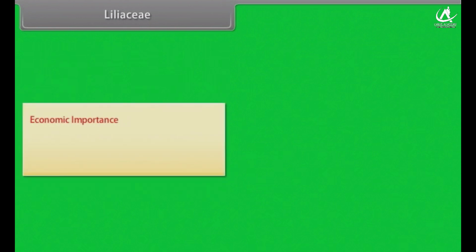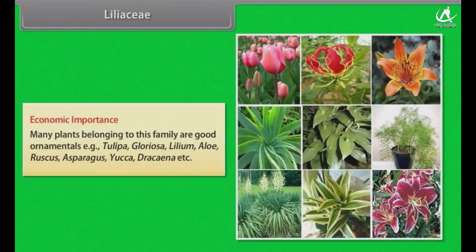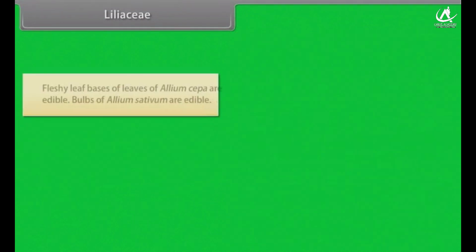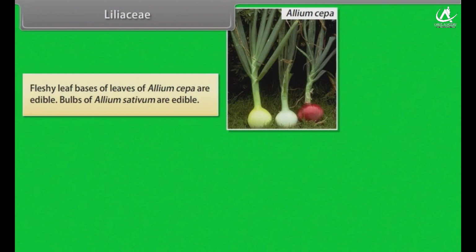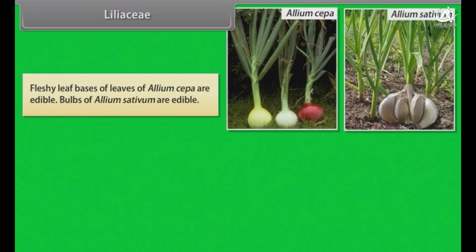Economic importance. Many plants belonging to this family are good ornamentals. For example, Tulipa, Gloriosa, Lilium, Aloe, Ruscus, Asparagus, Yucca, Dracaena, etc. Fleshy leaf bases of leaves of Allium cepa are edible. Bulbs of Allium sativum are edible.